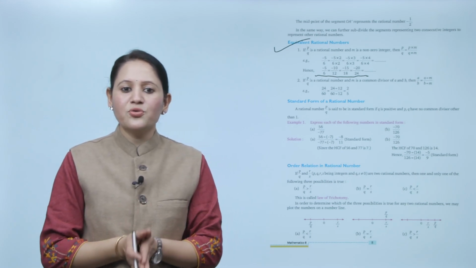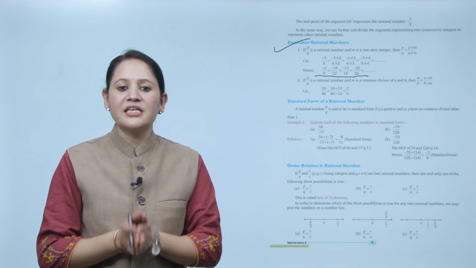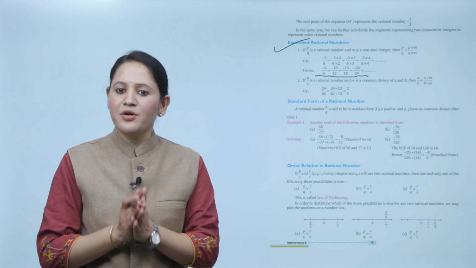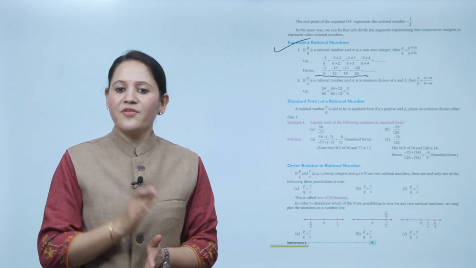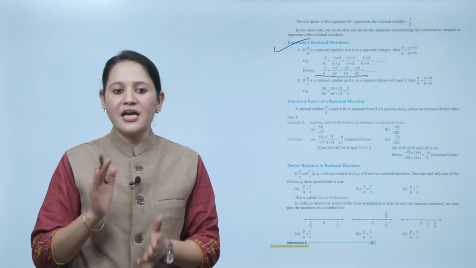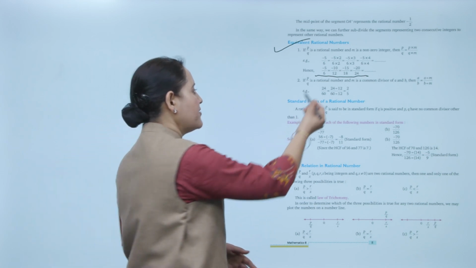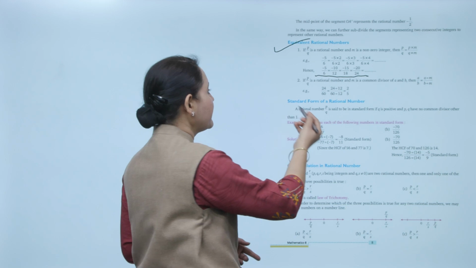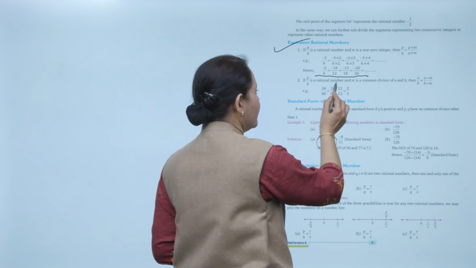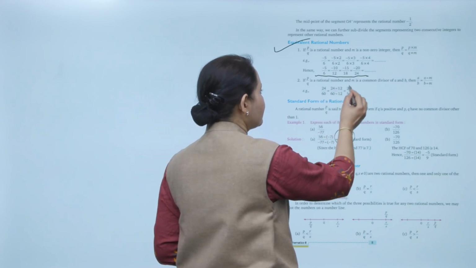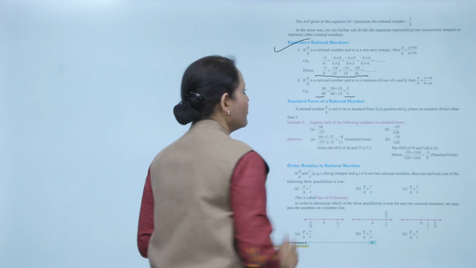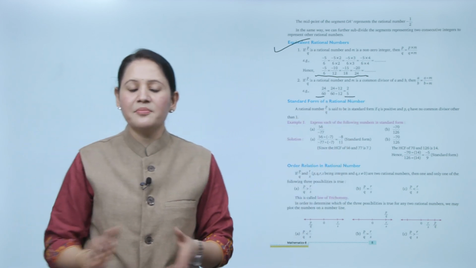If a upon b is a rational number and m is a common divisor of a and b, then a upon b equals a divided by m upon b divided by m. For example, 24 upon 60. दोनों को हमने same non-zero divisor से divide किया है. So here 12 से divide किया है, so we'll get 2/5. So 24/60 and 2/5 both are equivalent rational numbers.